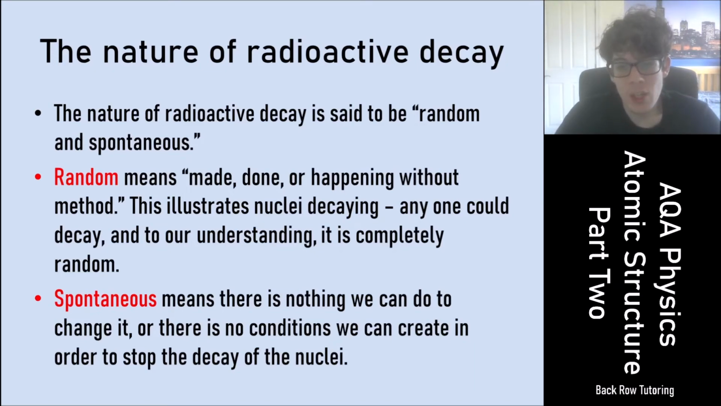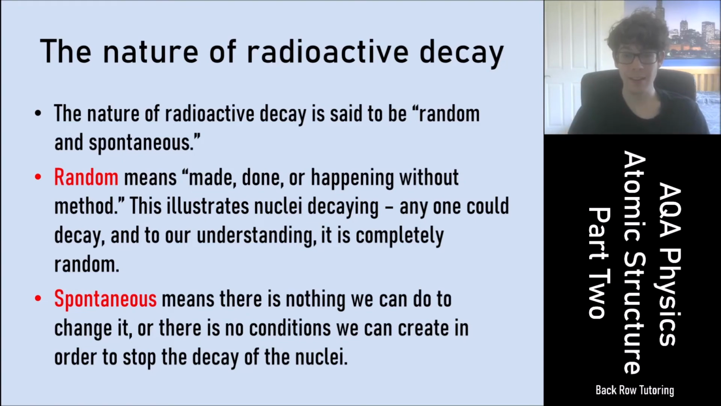The nature of radioactive decay is said to be random and spontaneous. Random means made, done, or happening without method. This illustrates nuclei decaying. Any one could decay, and to our understanding it is completely random. So we can't predict which nucleus is going to decay next. It's just completely random.